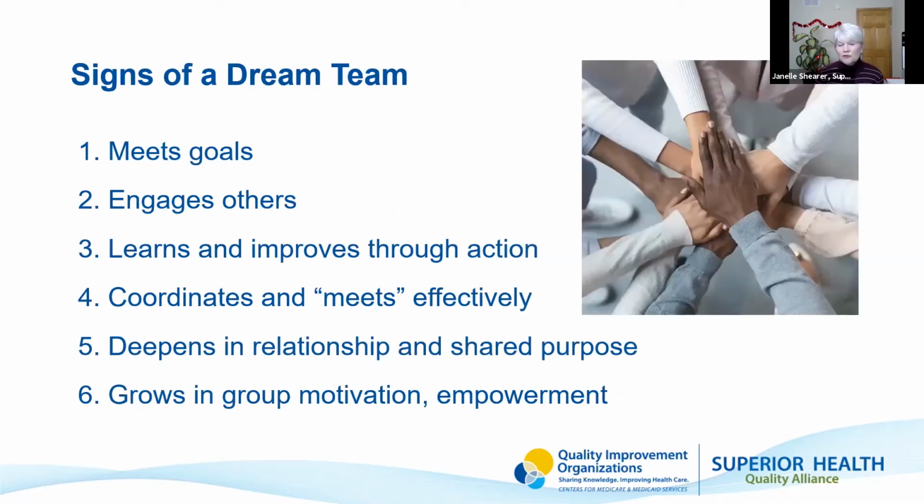So the signs of a dream team are that you understand and you meet your goals. You engage everybody on the team. You learn and improve through action. You coordinate and you meet effectively. You have these deep relationships because you know each other and you have a shared purpose. And then you grow in group motivation and empowerment.